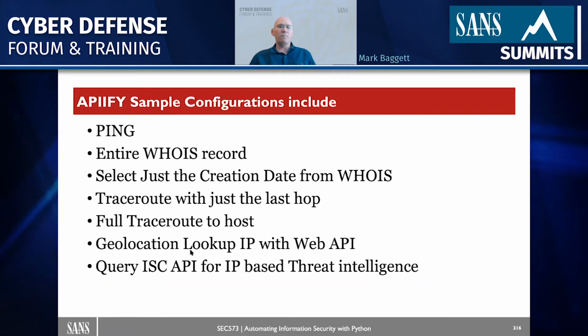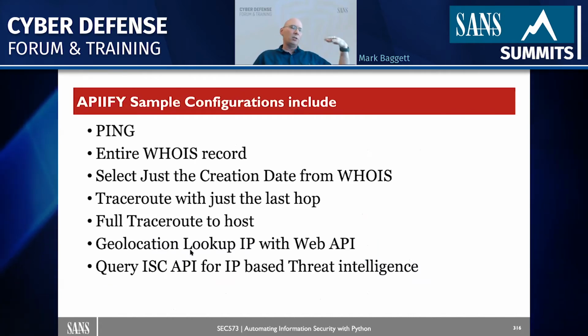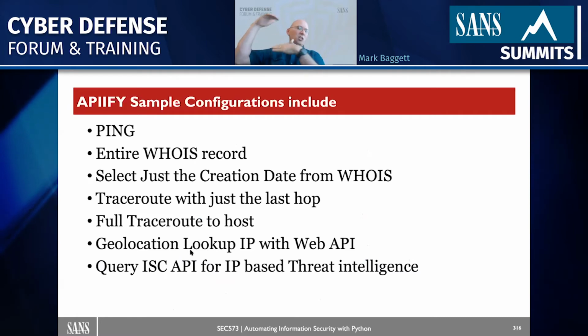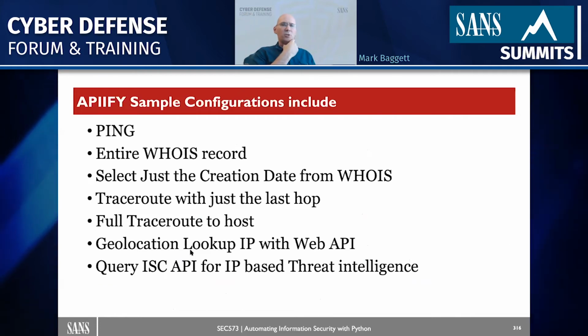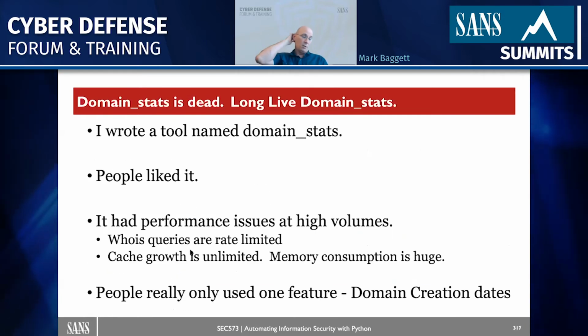The APIIFY configuration comes with sample configurations that could run pings, whois where you just get the creation dates, traceroutes where you just get the last hop or full traceroutes, geolocation lookups using online web APIs, and you can also query the SANS Internet Storm Center for IP-based threat information. All those configurations come with it.